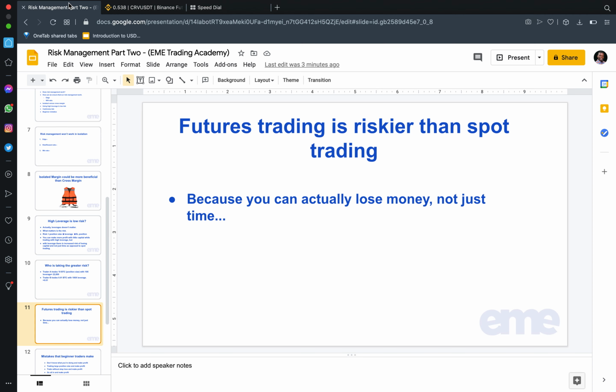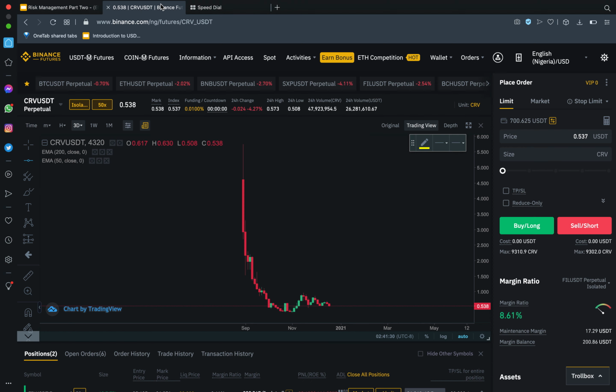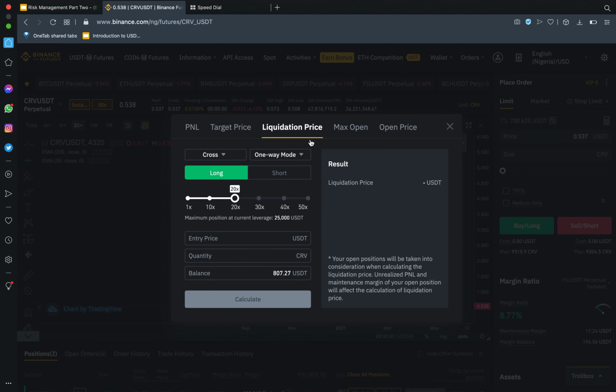But in futures trading, if you enter this position at $4.62, depending on your position size and the balance of your account, by now you would have lost all your money. Just imagine if you entered with 100x leverage and then you enter like 50 CRV. By now you'd have been liquidated. You would have lost your funds. There's even a calculator where you can calculate your liquidation price.